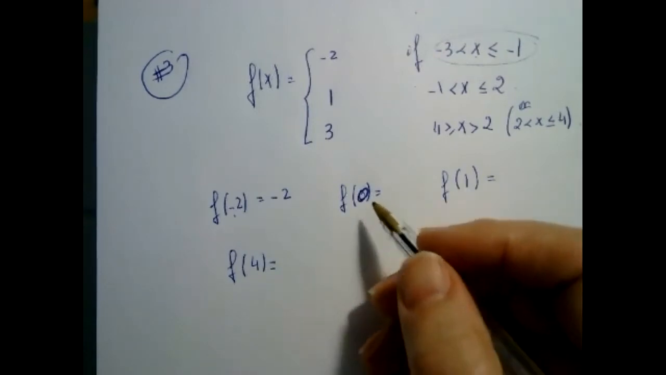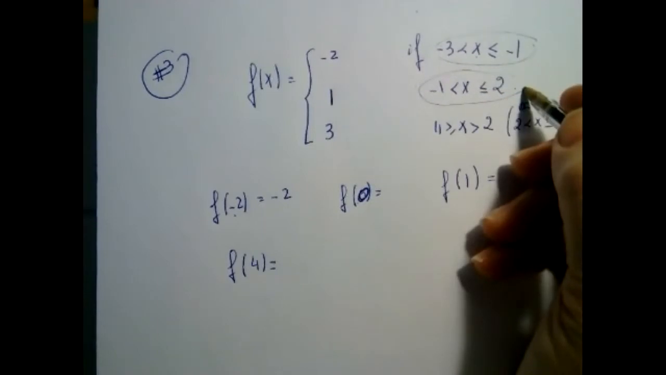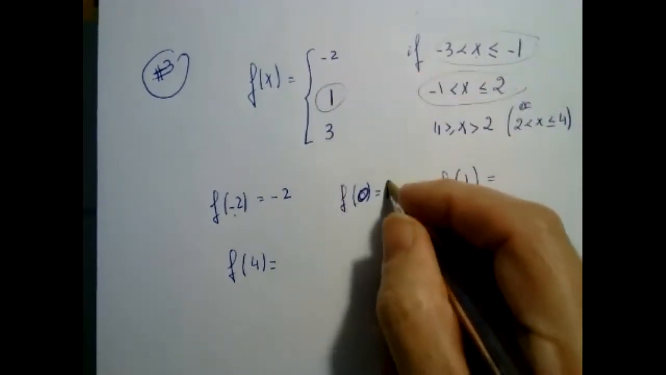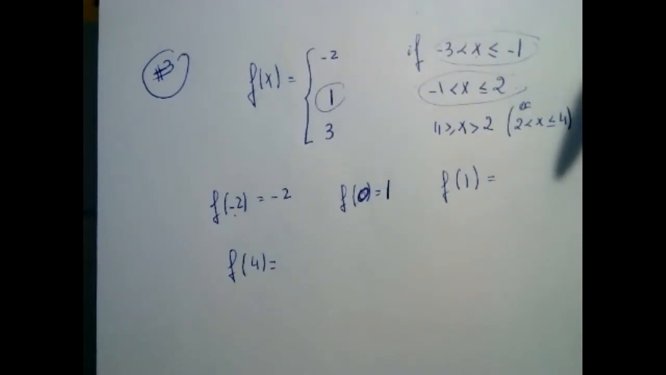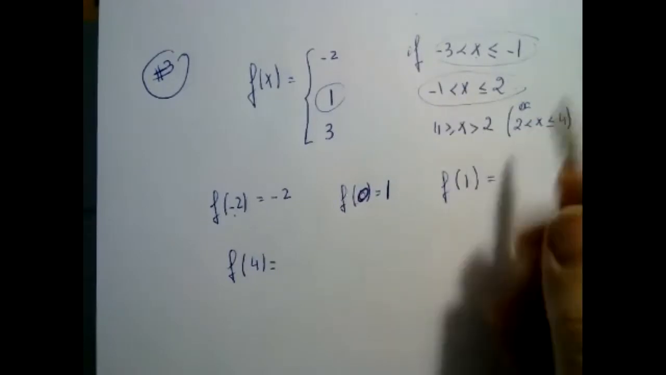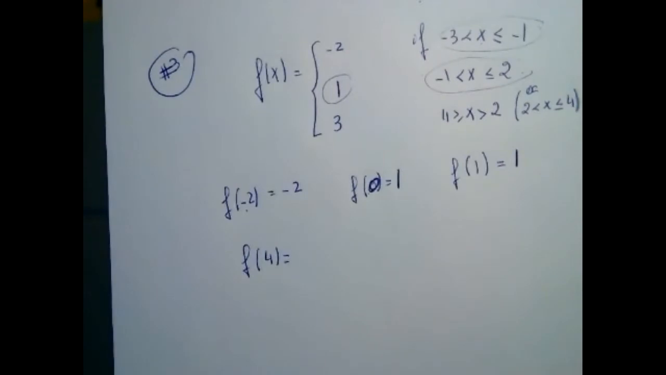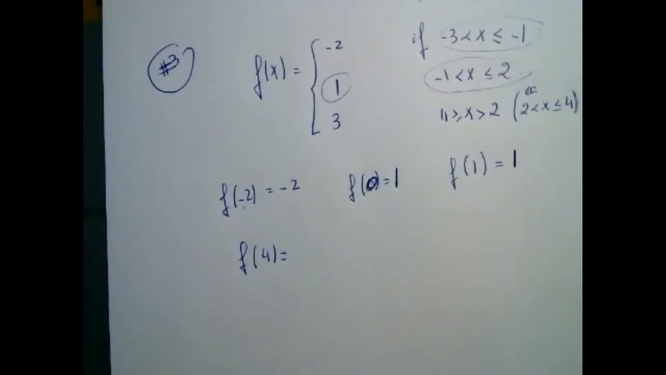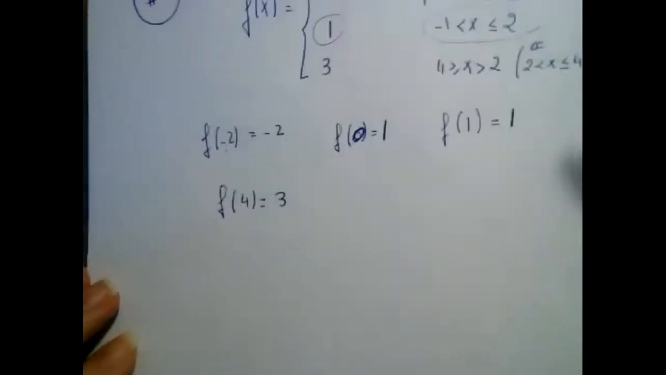1, okay, let's see if she's right. 0 satisfies this condition. It means the rule tells me that it has to be 1. Okay, f of 1. Everybody telling me 1. Let's see if they are right. f of 1 satisfies this condition, so f of 1 is 1. And finally, what is f of 4? Okay, 3. Very good.